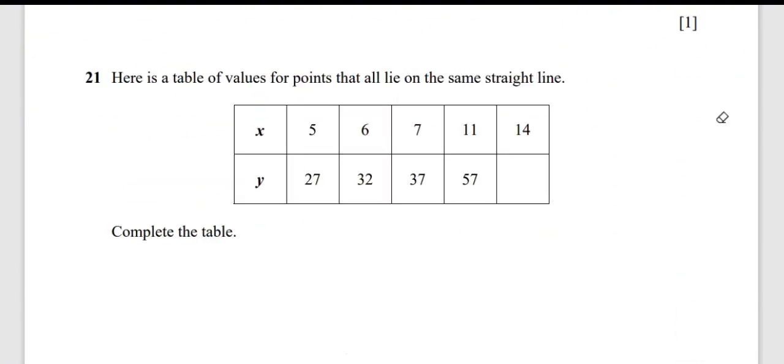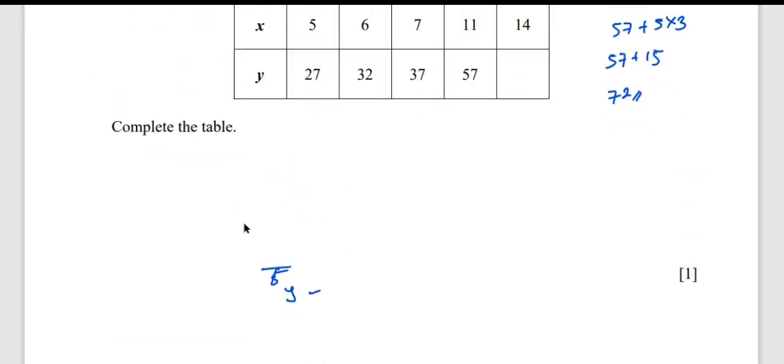In this question, you will notice that there is a constant increase of 5 on the y values at every one increase in x. So from 5 to 6 is just one increase, and we have 27 to 32. From 6 to 7, we have 32 to 37, which is 5. And from 7 to 11, that's 4 points increase, which means 5 times 4, which is 20. Then 11 to 14 is a 3 increase, which means 5 times 3. So that will give us 57 plus 5 times 3, so 57 plus 15, which will give us 72. So what we have as our answer is 72. So fill it up here.